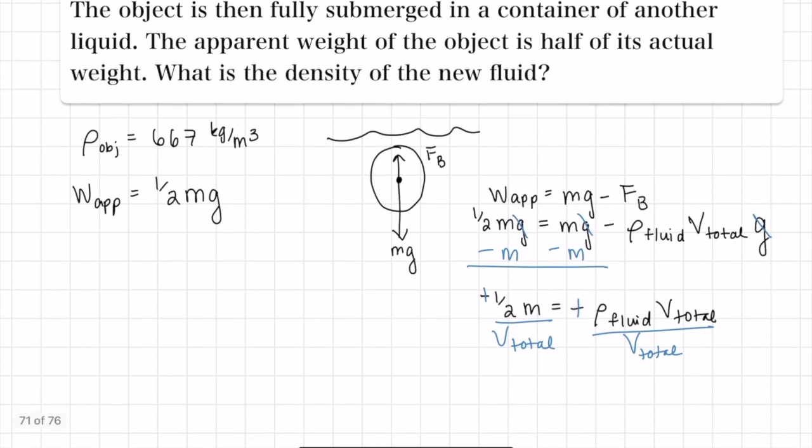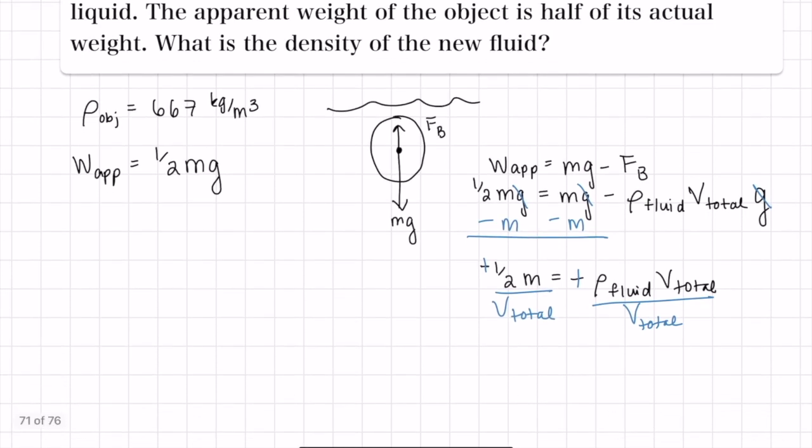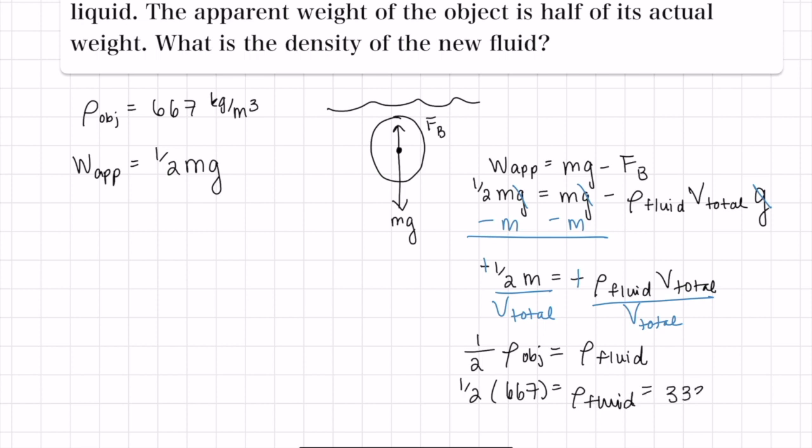Now, if we see that we have m over V total, we can rewrite that as the density of the object. So we'll end up with 1/2 density of the object equals density of the fluid. And 1/2 of 667 is 333.5.